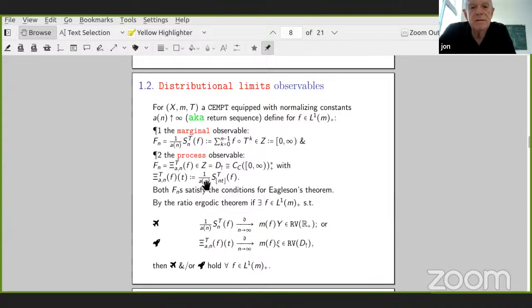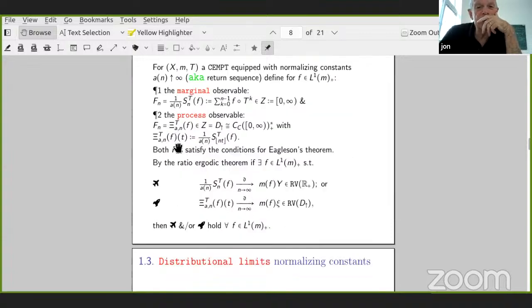So there it is. We're looking at these two, and both of these F_n satisfy the condition of Egorov's theorem. But there's one more thing. These two satisfy something a lot better than Egorov's theorem.